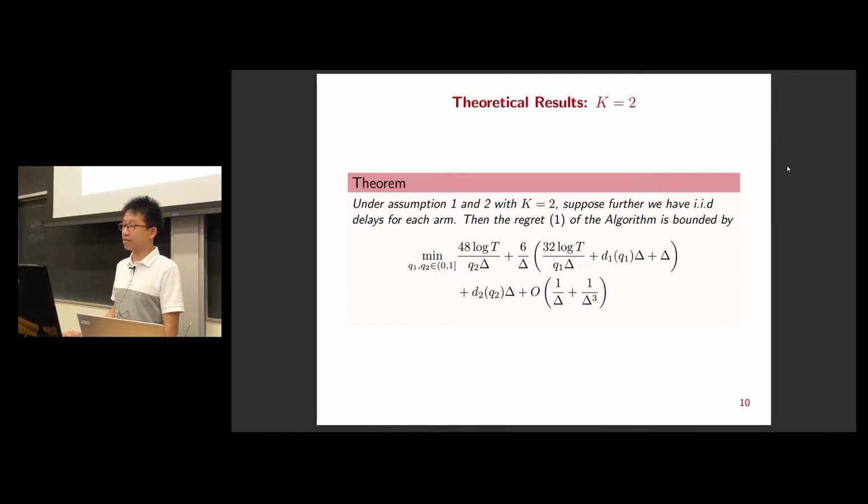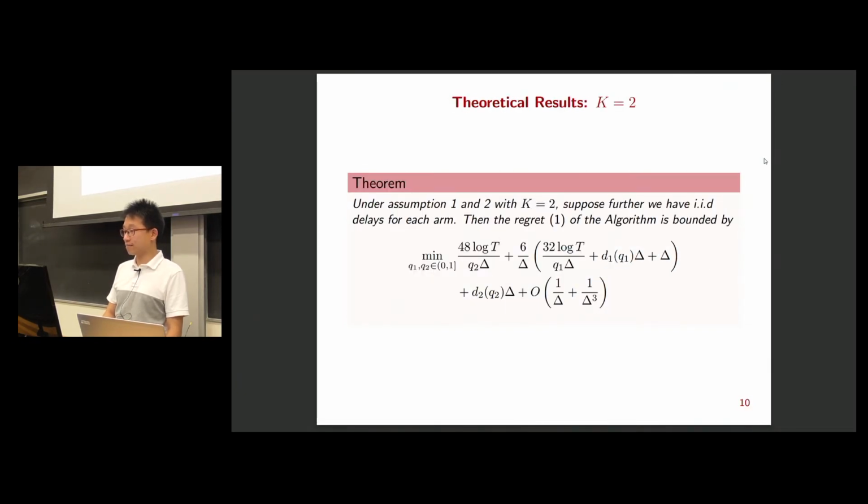The theoretical results are decomposed into two parts. The first one is about the two-arm case. Under these assumptions, with two arms, suppose we have IID delays for each arm, so each time you sample your delay from the delay distribution of a particular arm. Then the regret of the algorithm is bounded by this expression here. You choose Q1 and Q2 quantiles, and then you minimize the expression.